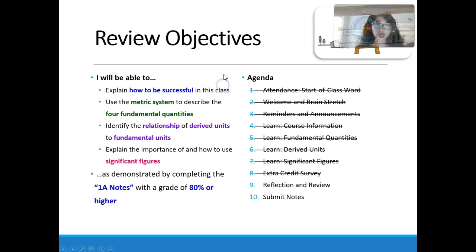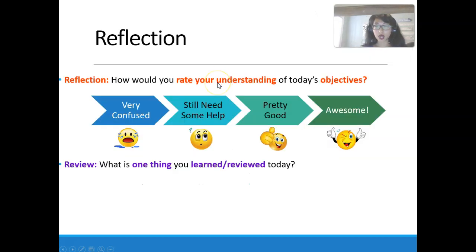So what I want you to do is just really quickly think to yourself, how would you rate your understanding of today's objectives? Am I still very confused? Do I still need some help? Am I pretty good? Do I feel awesome about these objectives? If you're on this side, very confused or still need some help, make sure you come to a support session on Wednesday or Friday. Again, if you are passing, you can always email me or text me or call me to let me know that you'd like to be invited to those support sessions.